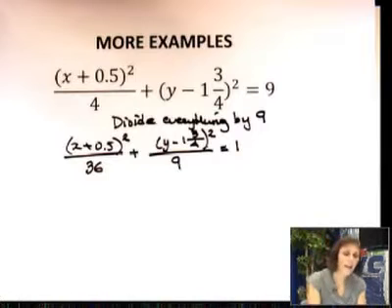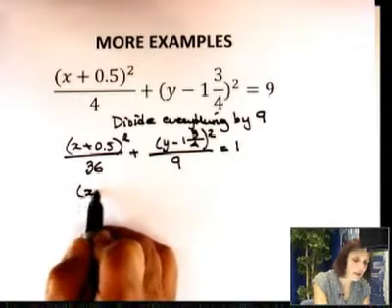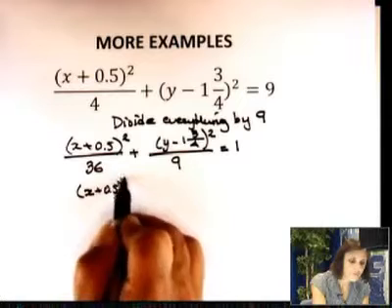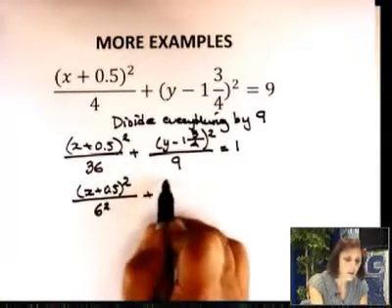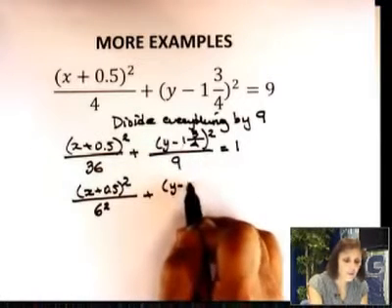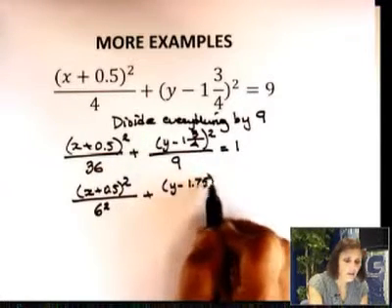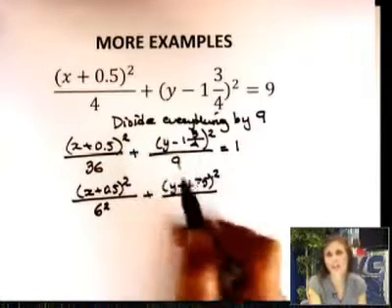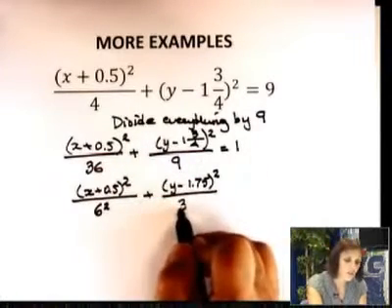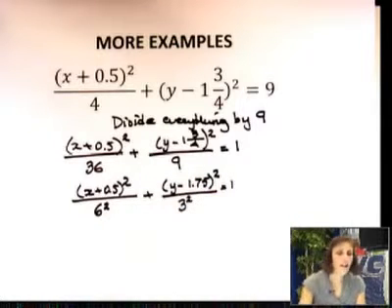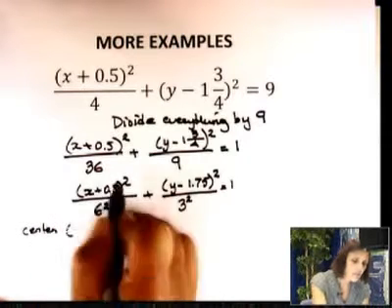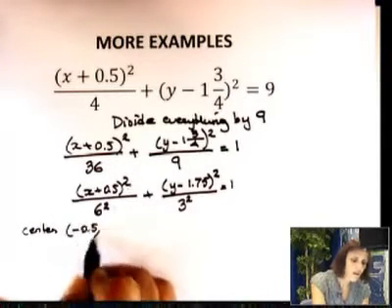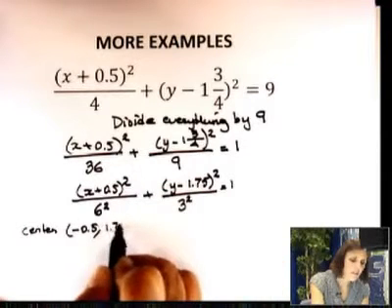Oh, look at that. I can actually write this as x plus 0.5 squared over 36, which is 6 squared, plus y minus 1 3/4, which is 1.75, squared over 9. You don't have to change fractions to decimals. I just did it so that you can see it. Now this looks like an ellipse. Now, where is it centered? It is centered at negative 0.5 and 1.75.